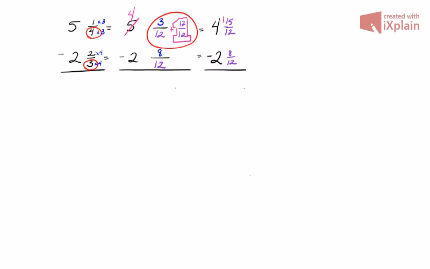Looking at my fractions, 15 twelfths minus 8 twelfths is going to result in 7 twelfths. And then I just have a 4 minus 2 over here, and that's going to result in a 2. So my final answer is 2 and 7 twelfths.